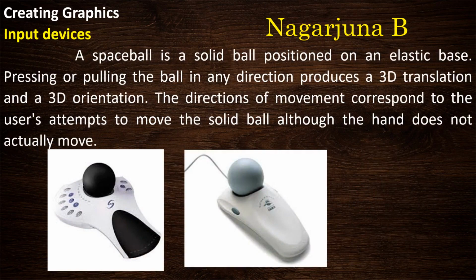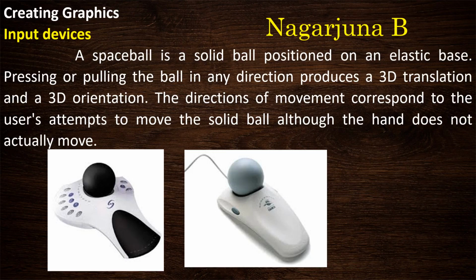Next kind of input device is a space ball. A space ball is a solid ball positioned on an elastic base, which you can see in these diagrams. The two space ball diagrams are present over here. There are the images of a space ball. A space ball has been positioned on an elastic base. So pressing or pulling the ball in any direction will produce a 3D translation and 3D orientation. That means when you press the ball or pull the ball in any direction, it will produce a three-dimensional translation as well as three-dimensional orientation.